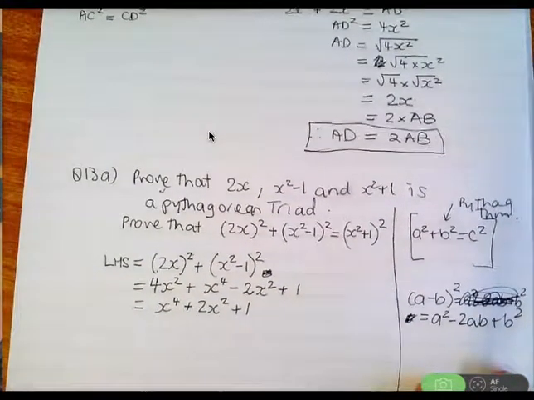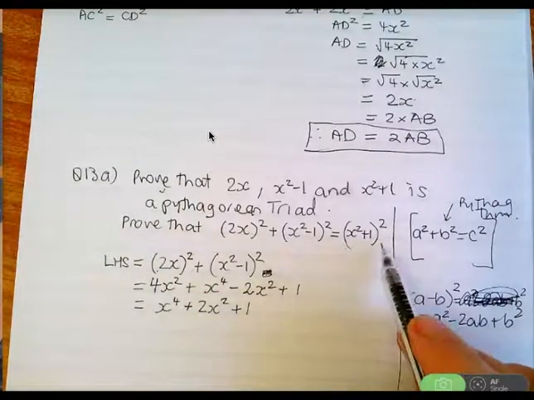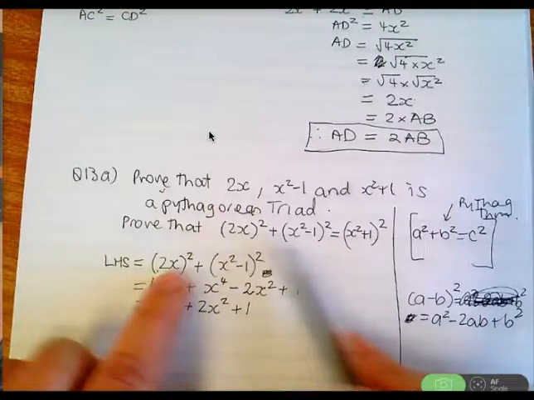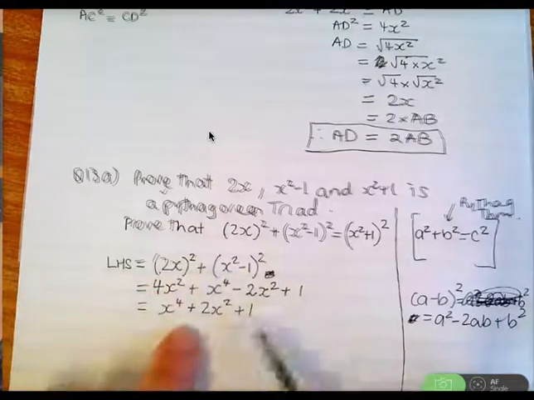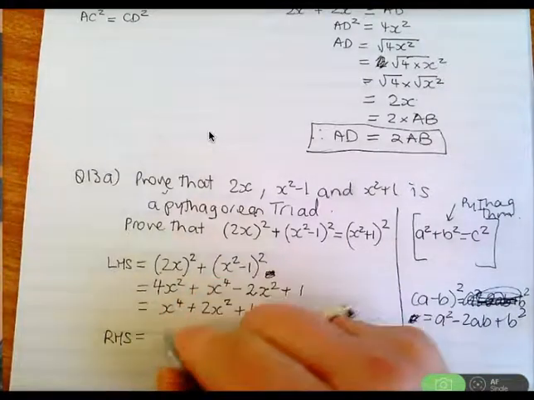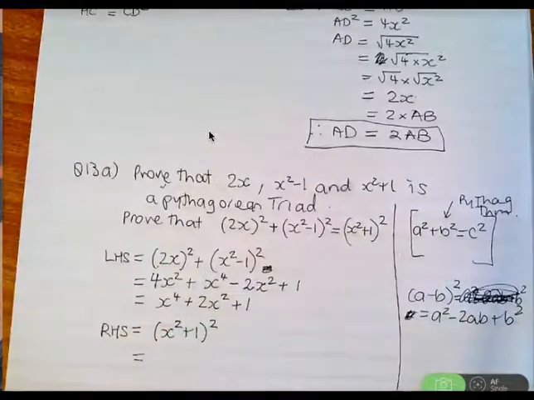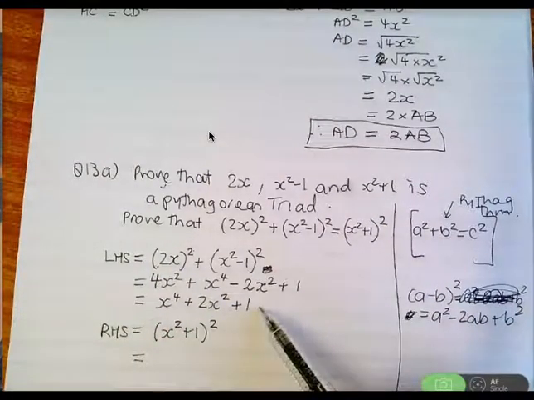Miss, we can factorize that. Wait, I need to prove that the left-hand side equals the right-hand side. I've just done 2x squared plus that squared, and I've worked it out, and I get that. Now I have to look at what the right-hand side is, (x² + 1)², and I need to expand it. And hopefully I get that answer.